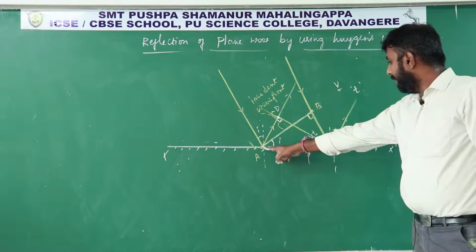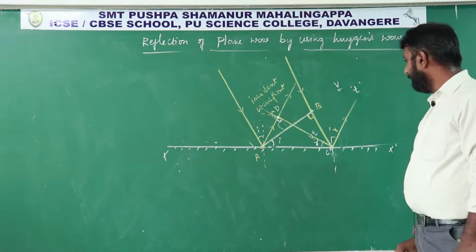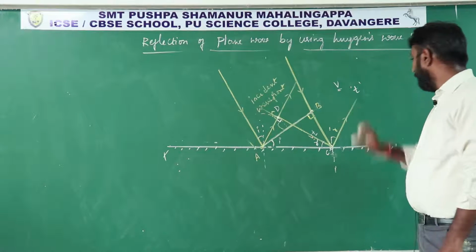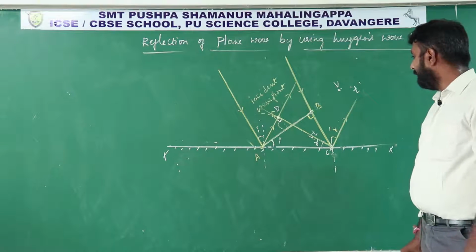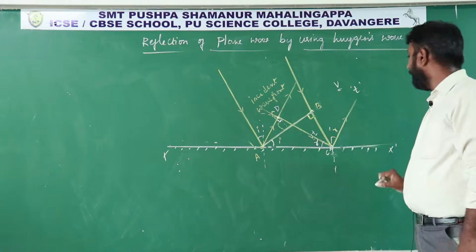Here you can observe two triangles. One triangle is triangle ADC and another triangle is triangle ABC.